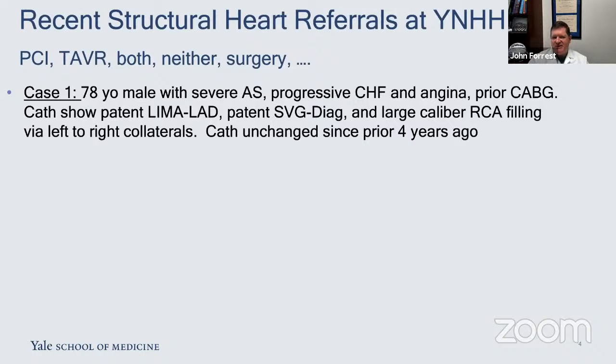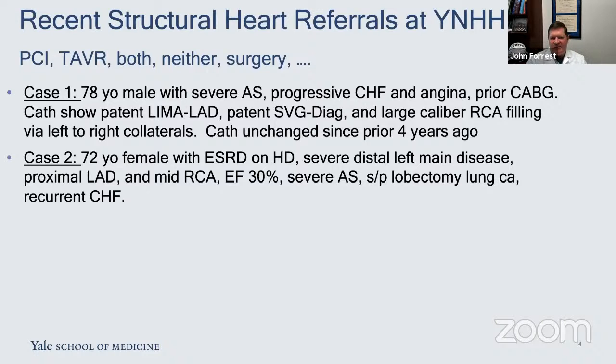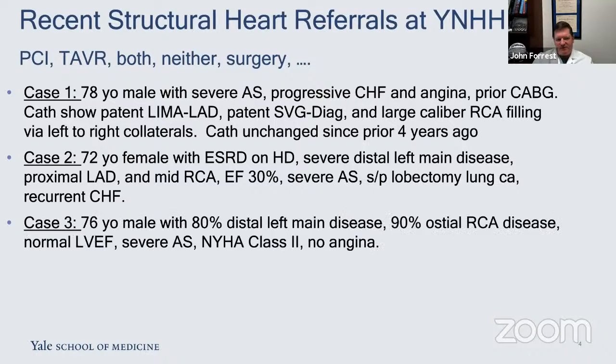So the first was a 78-year-old male with severe AS, progressive heart failure and angina, who had a prior CABG, had a patent LIMA to the LAD, a patent vein graft to a diag, and a very large caliber RCA filling via left to right collaterals. The cath was unchanged from where he had been 4 years prior. The second was a 72-year-old female on dialysis with distal left main disease, proximal LAD disease, mid RCA disease, an EF of 30%, severe AS, and a prior lobectomy for lung cancer.